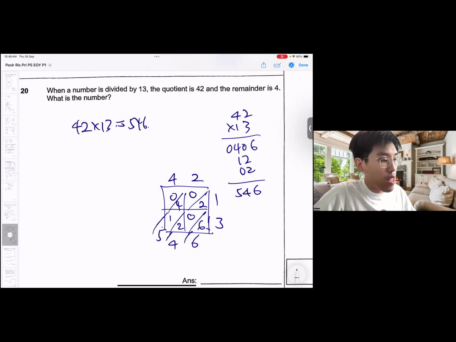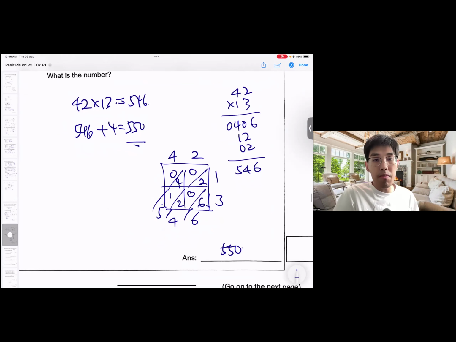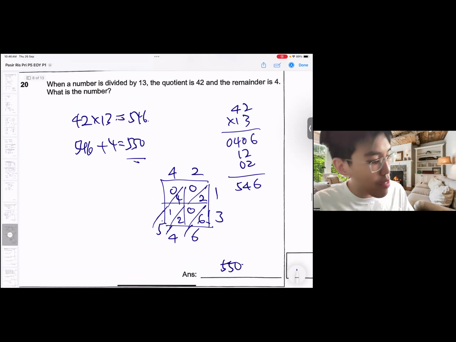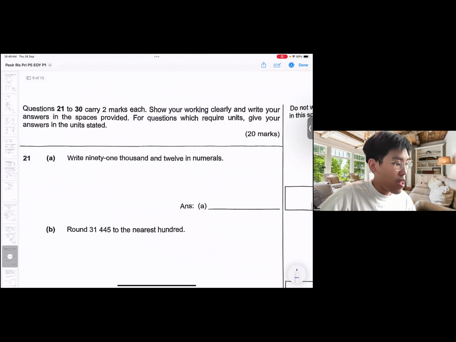So this is the result of 42 times 13, and the remaining is 4. So 546 plus 4, 550. Answer 550. Quite straightforward. Next, 21.